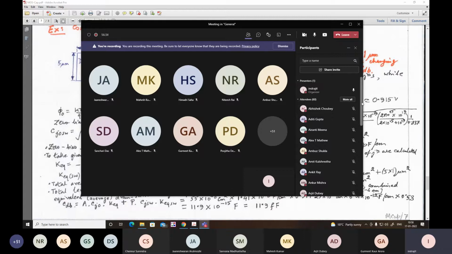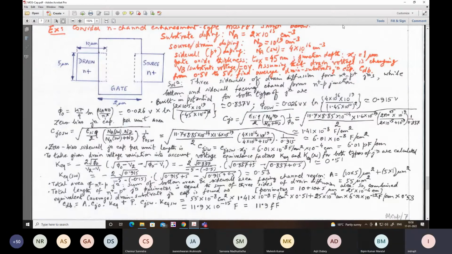Any more doubt, dear friends? Hello, sir. Oh yes, who is this? Vipin, yes, please. Sir, may you please explain again why the perimeter is 10 plus 5 plus 10? Surely, surely.